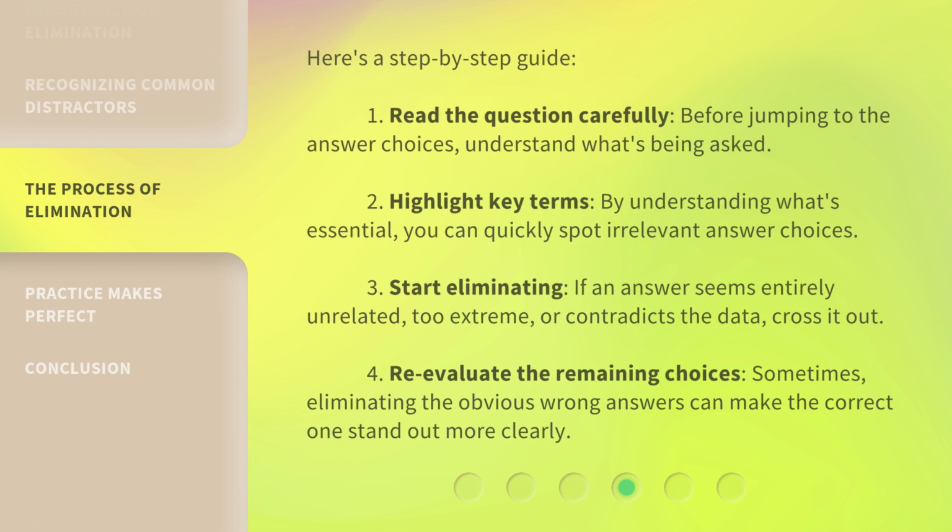Here's a step-by-step guide. 1. Read the question carefully. Before jumping to the answer choices, understand what's being asked. 2. Highlight key terms. By understanding what's essential, you can quickly spot irrelevant answer choices. 3. Start eliminating. If an answer seems entirely unrelated, too extreme, or contradicts the data, cross it out. 4. Re-evaluate the remaining choices. Sometimes, eliminating the obvious wrong answers can make the correct one stand out more clearly.